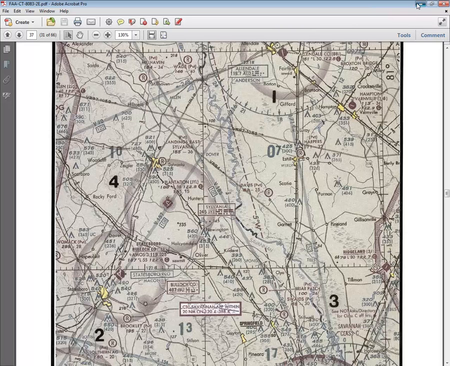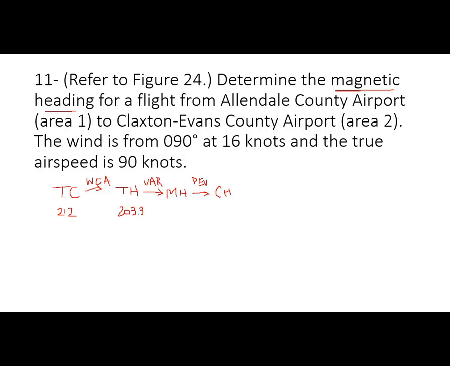If you take that into account, we're going to add 5 degrees because it was westerly variation. When you do that, you get a magnetic heading of 208.3, and that is the answer. Now if you wanted a compass heading, you would add or subtract any deviation given on the compass correction card, but that wasn't necessary for this question.